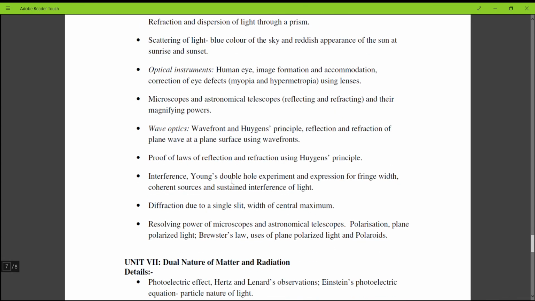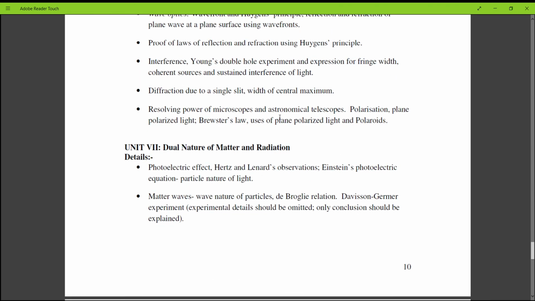Interference, Young's double hole experiment and expression for fringe width, coherent sources and sustained interference of light, diffraction due to a single slit, width of central maximum, resolving power of microscopes and astronomical telescopes, polarization, plane polarized light, Brewster's law, use of plane polarized light and polaroids.